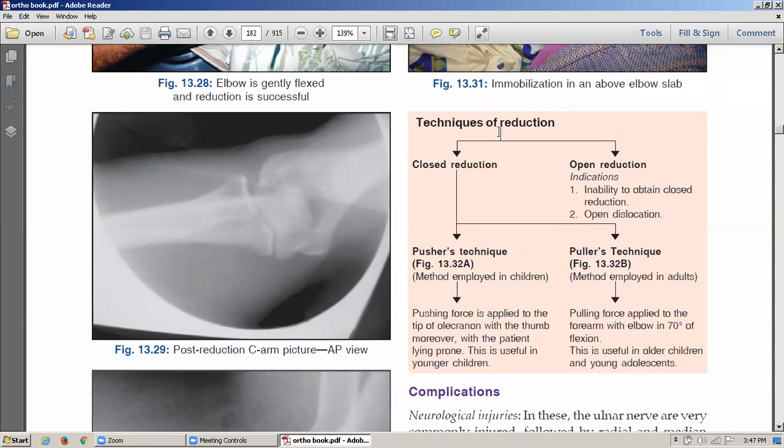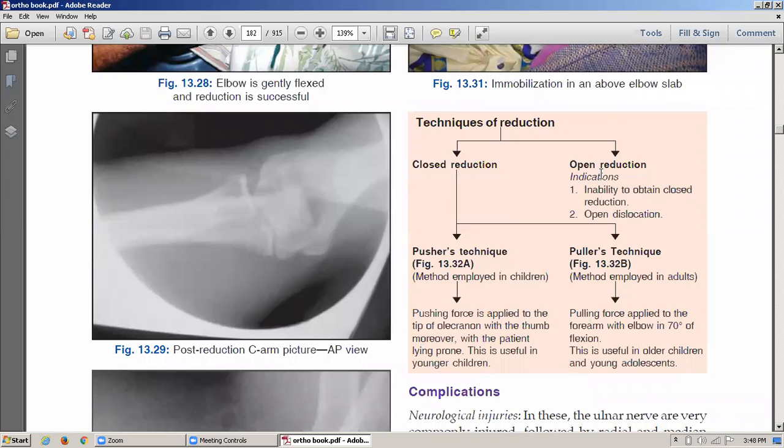So these are the techniques of reduction, that is closed reduction and open reduction. In closed reduction, the pusher's technique is used, a method employed in children, where pushing force is applied to the tip of the olecranon with the thumb, with the patient lying prone. This is useful in younger children.